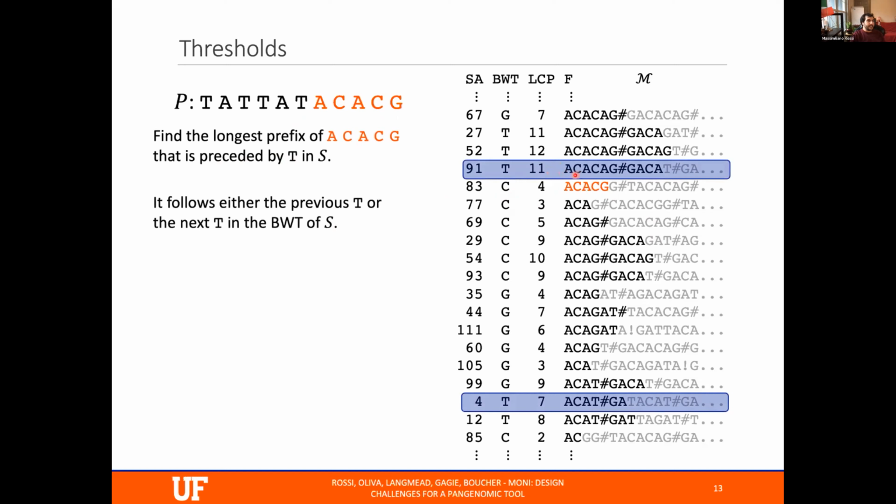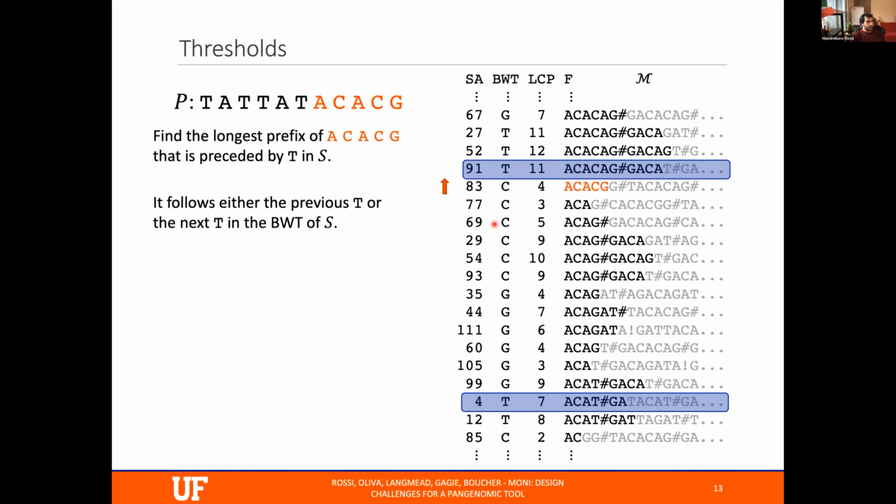And where might this longest prefix be? Well, it might be a prefix of the preceding suffix, which is preceded by a T, or the following suffix, which is preceded by a T. So in this case, if we compute the longest match, it's ACAC with the preceding one and ACA with the following one. So we say we jump up and we can continue matching here because we have a T, and we can continue backward searching.